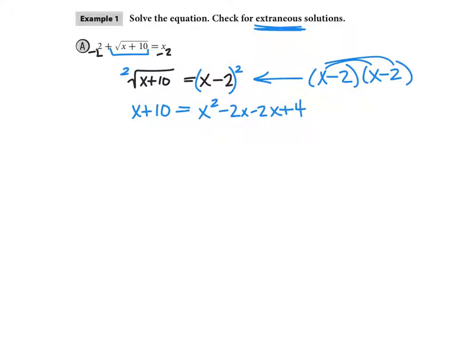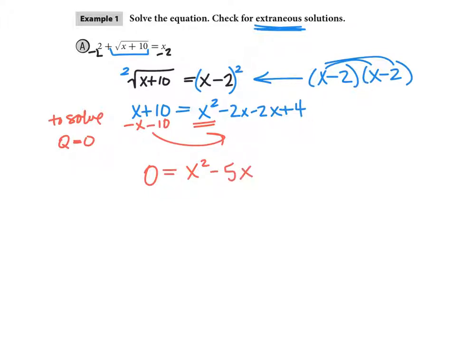Actually, didn't simplify yet. Now to solve, now we're looking at something that's x squared. This is a quadratic, and remember to solve, we need the quadratic to equal 0. So I'm going to move this x and this 10 term to the right side. That's going to give me 0 equals x squared minus 5x, right? Because I had minus 2, minus 1, and then minus 6.